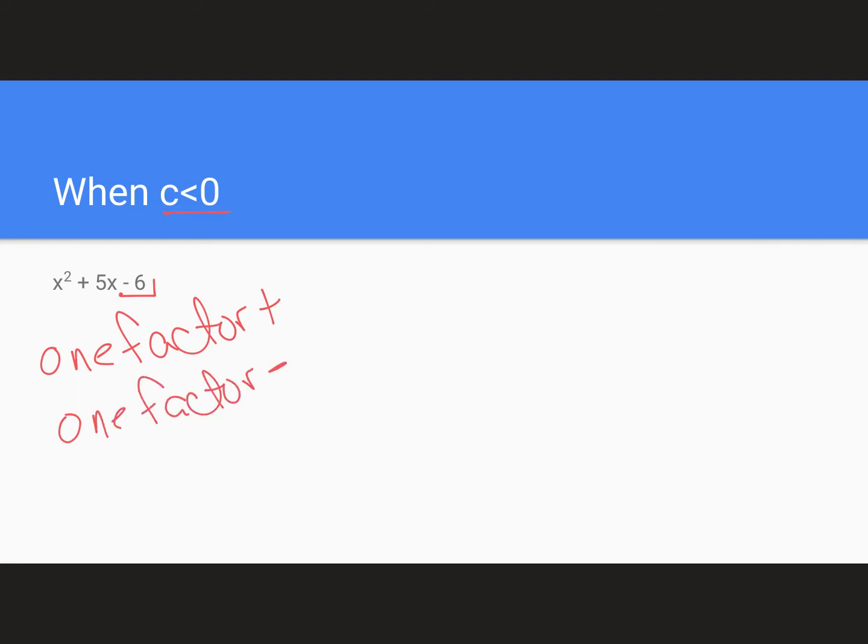Because the only way to multiply two numbers to get a negative answer is if one is positive and one is negative. So I need numbers that add to 5 and multiply to negative 6. So think about numbers that multiply to negative 6. Let's see. Negative 3 and positive 2. They multiply to negative 6, but they do not add to 5.